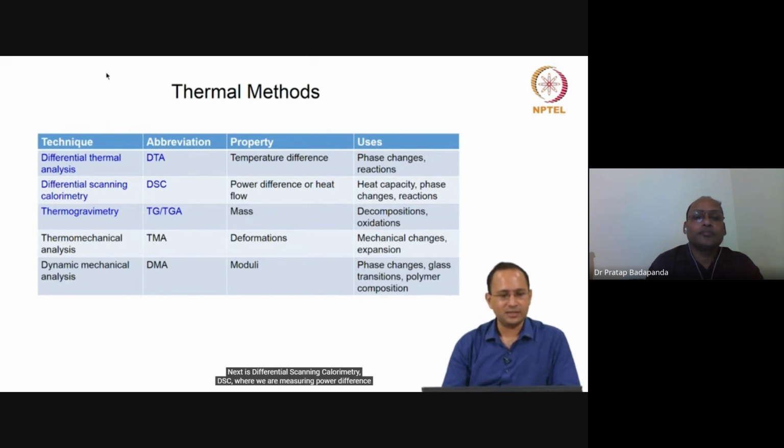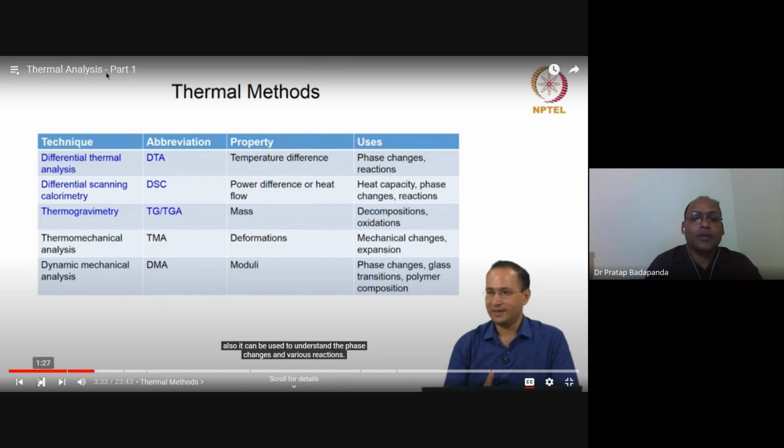Next is differential scanning calorimetry, DSC, where we are measuring power difference or heat flow, the differential thermal power. You can see it can be used to calculate the heat capacity. Also, it can be used to understand the phase changes. Actually, that is our topic. So today, that is our discussion part. So all three things are covered in this particular unit.